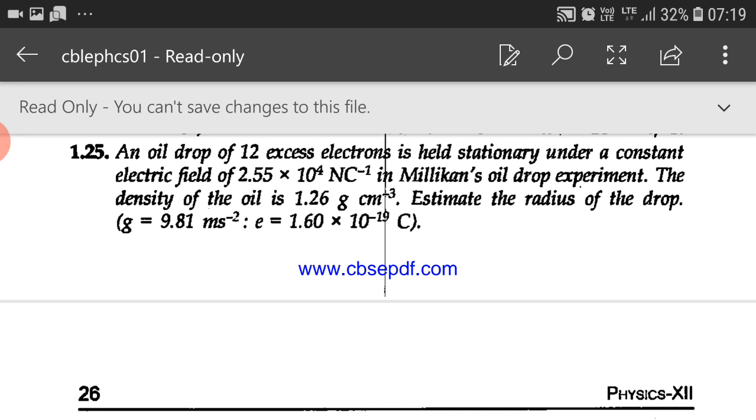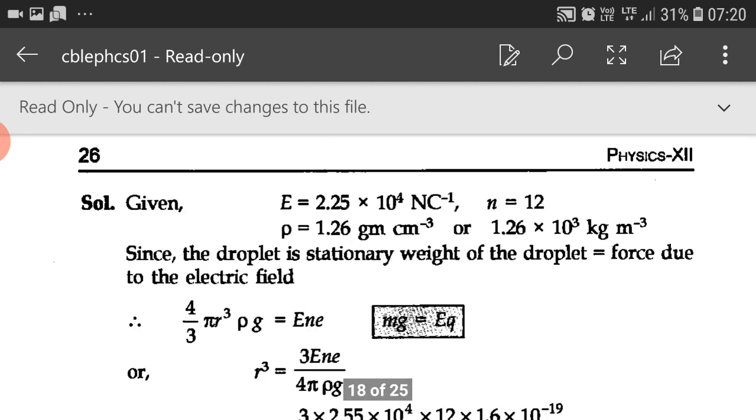Now, it is held stationary under a constant electric field. It means the weight of the oil drop will be balanced by the force due to the electric field. The density of the oil is given to you, 1.26 grams per centimeter cube. Estimate the radius of the drop. You take G as 9.8 meter per second square. E is also given to you. Now, in order to keep the oil drop stationary under a constant electric field, the first step is what? That is the charge. If it is Q, then the force due to the electric field, Q into E, will be balanced by the weight of that oil drop, that is M into G.